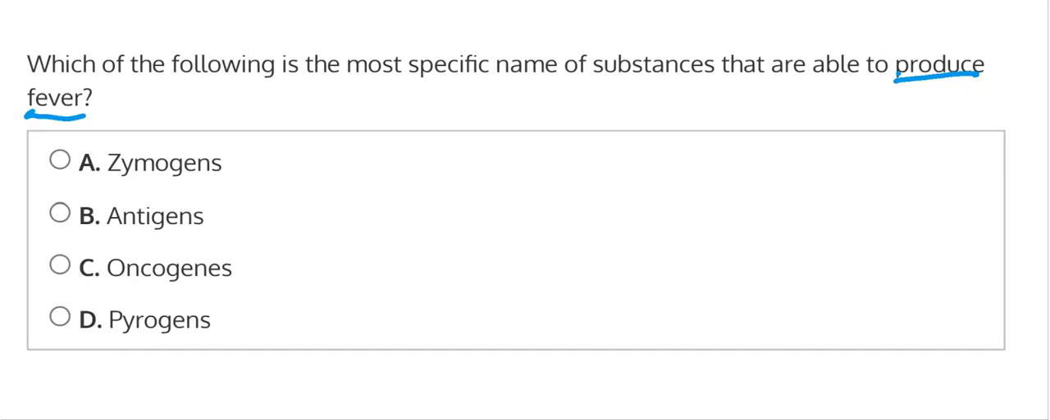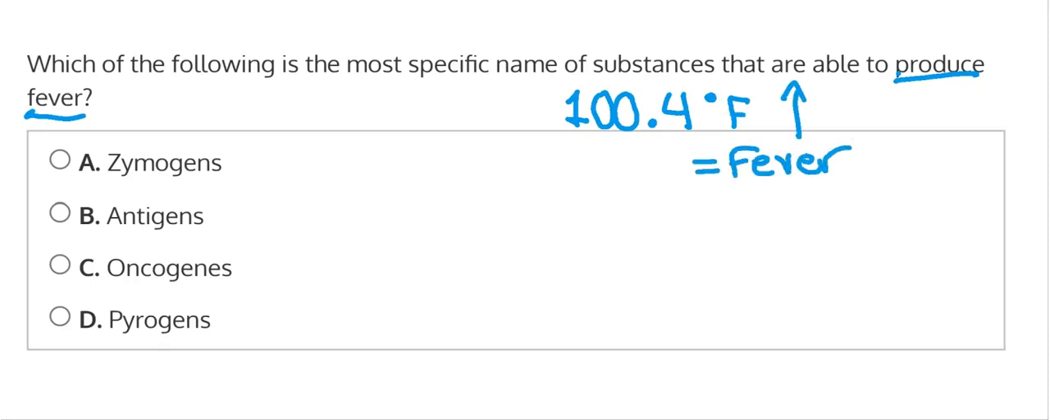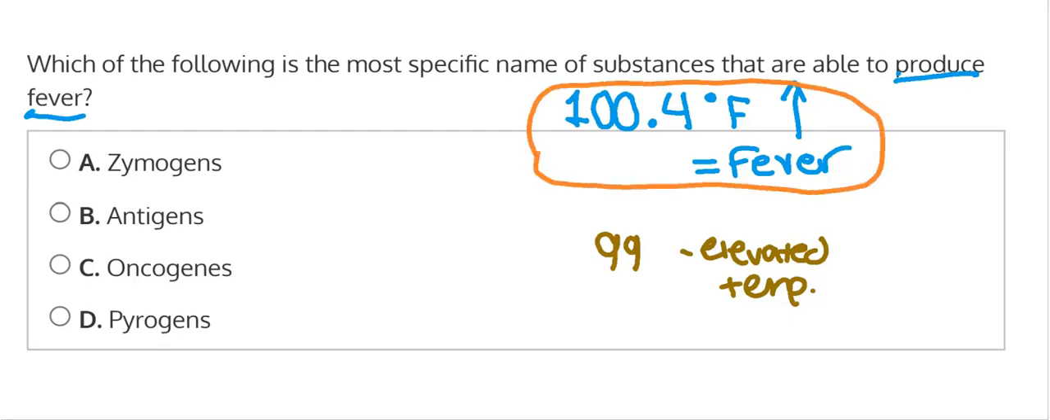And just as an aside, it's acceptable to note that 100.4 degrees Fahrenheit or higher is what is known as a fever. So someone might think that they have a fever when their temperature is around, let's say, like 99, which we could say is elevated temperature. And for some individuals, if they tend to run low, maybe for them that does seem like a fever. But the universally acceptable temperature for a fever is 100.4 Fahrenheit or higher.